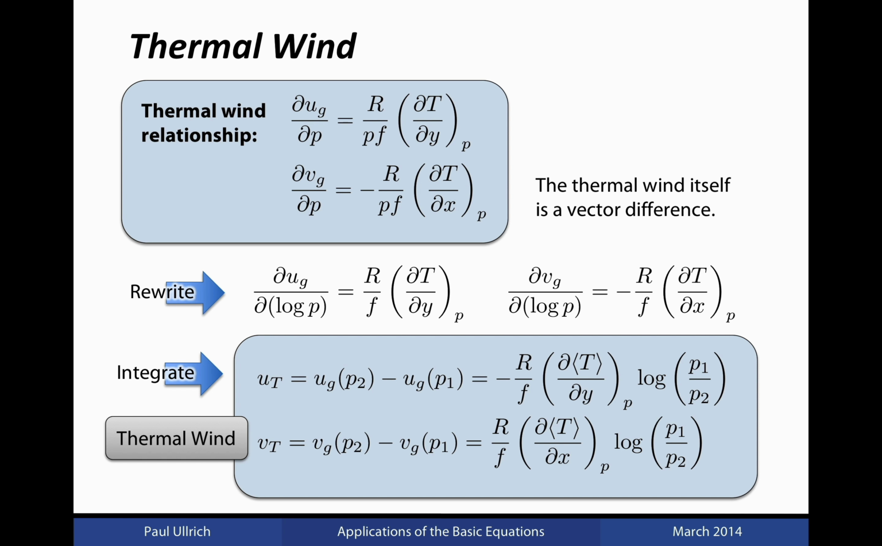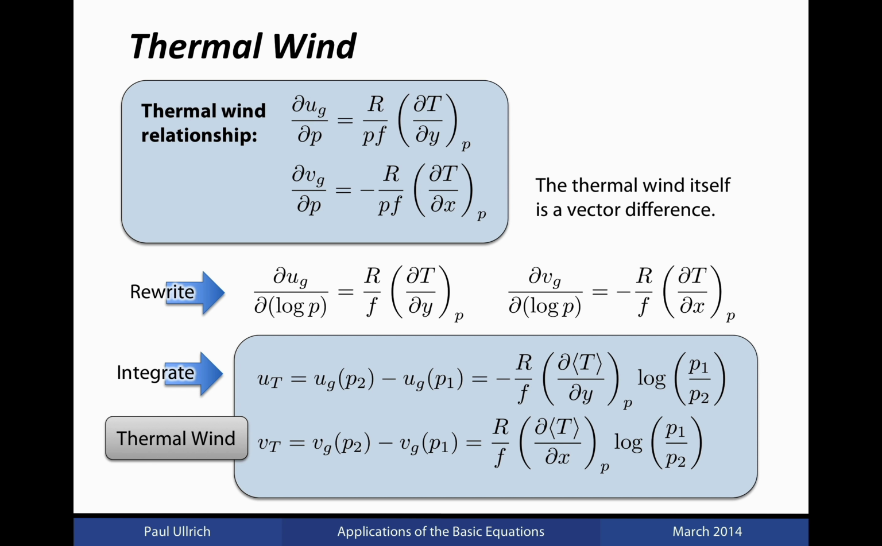Okay, so let's do that. In order to begin, what we're going to do is multiply these equations through by p and use the fact that the derivative with respect to log p is equivalent to p times the derivative with respect to p. That allows us to incorporate the log p into the bottom of the derivative operator. These equations can then be integrated with respect to log p in order to obtain an expression that represents a difference between two pressure surfaces. Here we're going to define p2 as the pressure surface at the upper level and p1 as the pressure surface at the lower level. Note then that p2 must be less than p1.